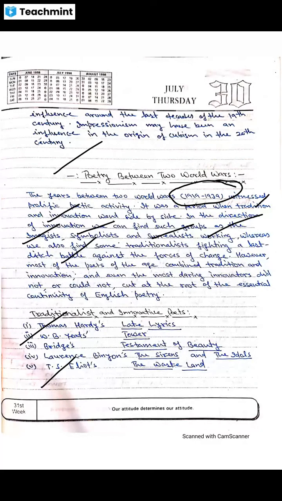So, whenever you write, you have to tell that the poetry between two world wars was significant. Number one point, it was significant for witnessing prolific poetic activity. Number two point, it was a period when tradition and innovation went side by side. Number third point, what innovation and tradition do you find?